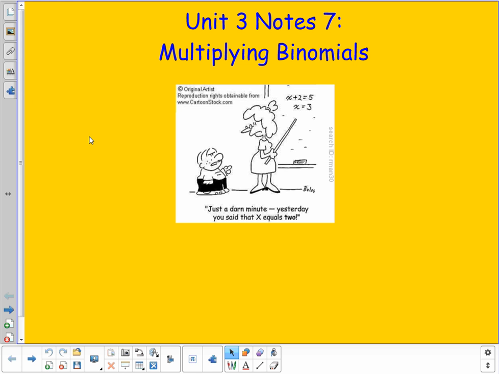Today we're talking about multiplying binomials. So that's our learning target: I can multiply binomials together. We have two different methods for multiplying binomials.